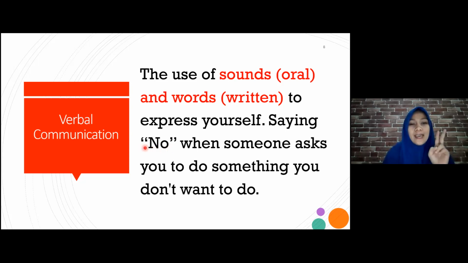Even saying no, saying yes, which we know are only two words, right? N-O, only two words, or even one word, I, in bahasa saya, it is only one word, right? When someone asks you to do something and you don't want to do it, and then you say no, for example, it is also a kind of verbal communication. So, to repeat, verbal communication is the use of sounds, oral and words to express yourself. Yourself here can be defined as the definition of communication. Okay.